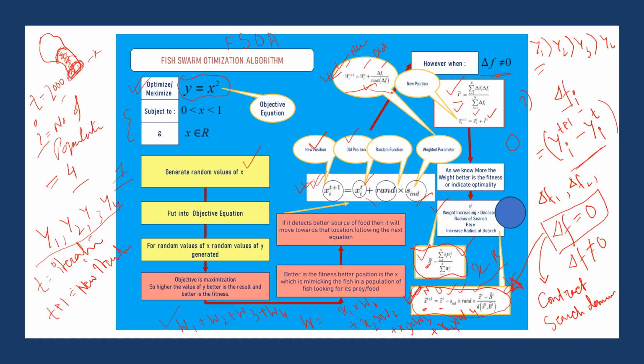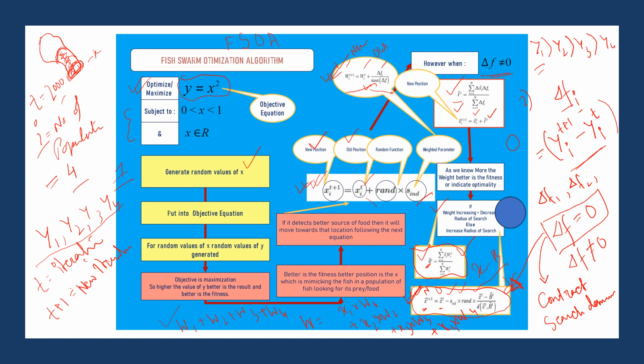So how will it be generated? This is the random function. Random function means, as you know, a random number is generated. Any number within 0 to 1 will be generated. It will be a function, but it will be random. And this random number will change for each iteration. Now this random number is multiplied with the weight parameter, S i n d.